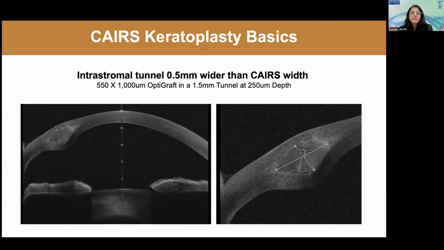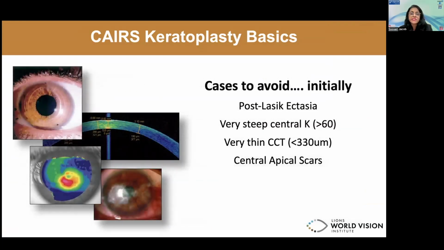So for the Optigraft CAIRS, a tunnel that's about 0.5 millimeters wider than the CAIRS width would suffice well, and you would be able to get it in relatively easily.